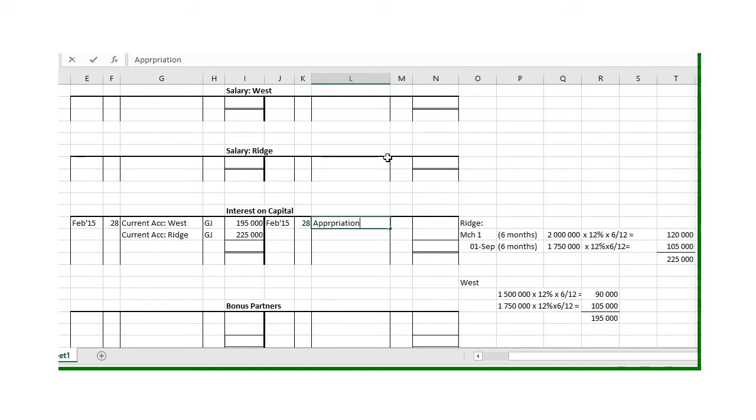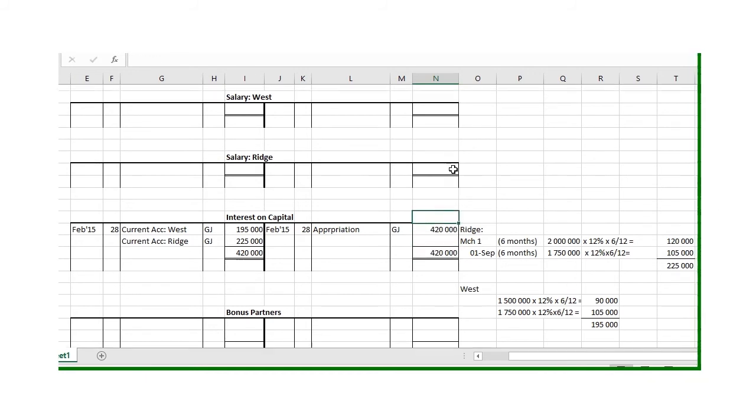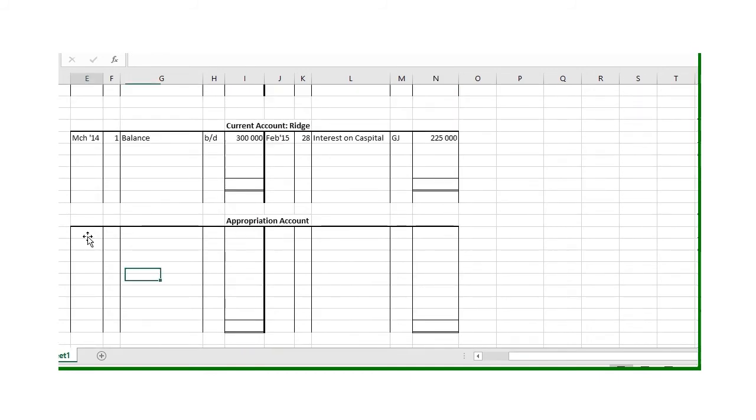Appropriation. I still do that on a general journal. All my closing transfers I do there. I must now just add the two to get to a total, and if I add it, it should give me 420,000. So that side must also be 420,000, which means the amount going to appropriation is 420,000.